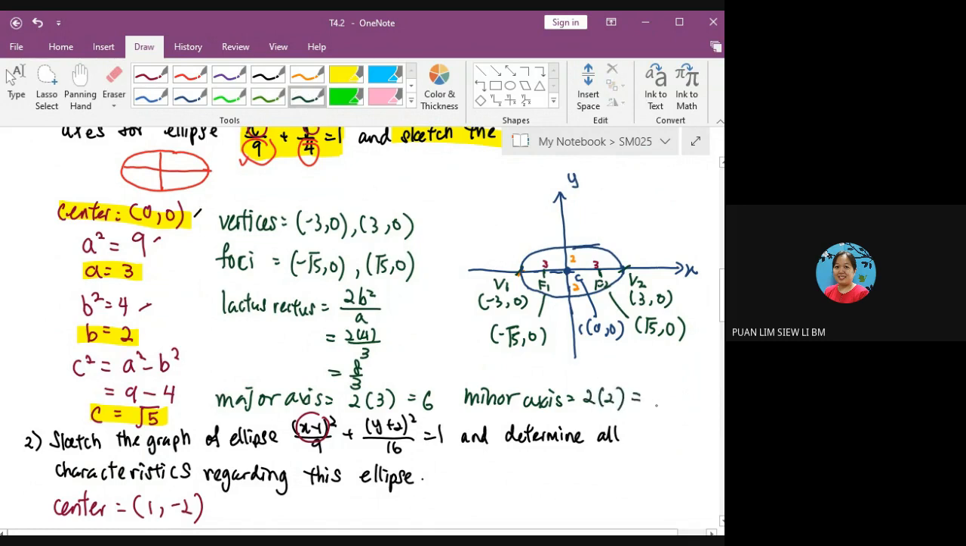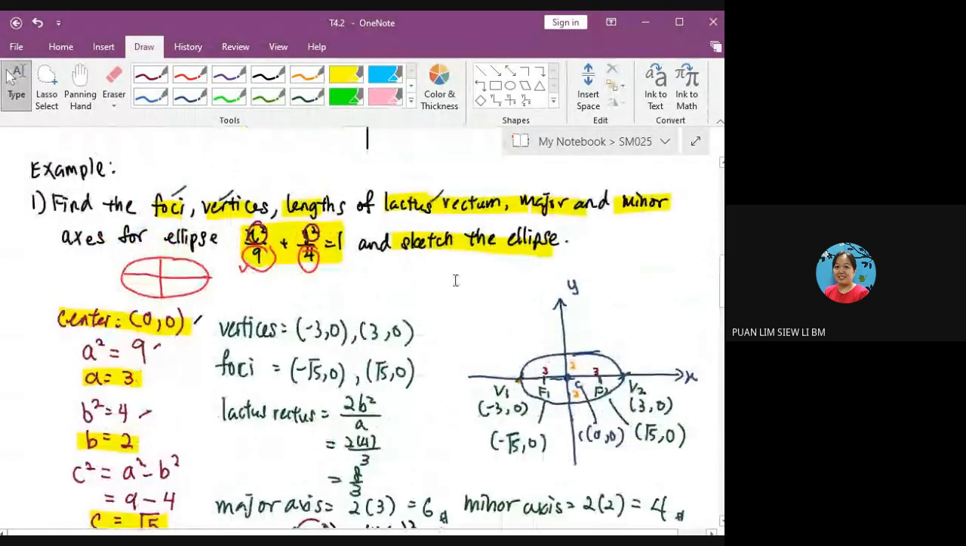Now all the information we find out already. So lastly, we sketch the ellipse. I already sketched it, so it's complete.